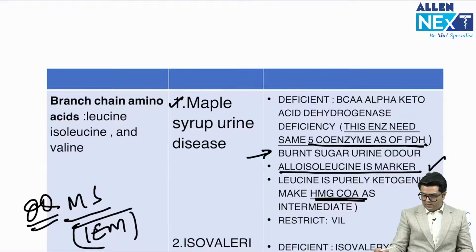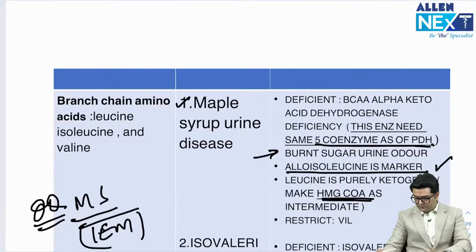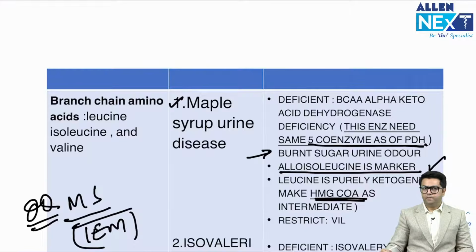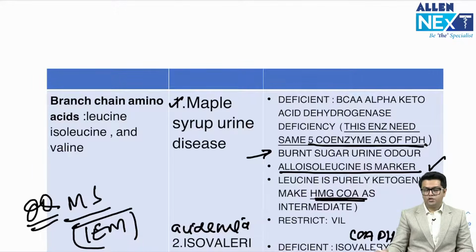Then there is a disorder which is called isovaleric acidemia, right? The special point that we have to remember is that it has a deficiency of the enzyme isovaleryl coenzyme A dehydrogenase. What's the name of the disease? Isovaleric acidemia. The name of the enzyme is isovaleryl coenzyme A dehydrogenase, and this patient presents with sweaty feet body odor. Isovaleric acidemia, sweaty feet body odor. Clear?